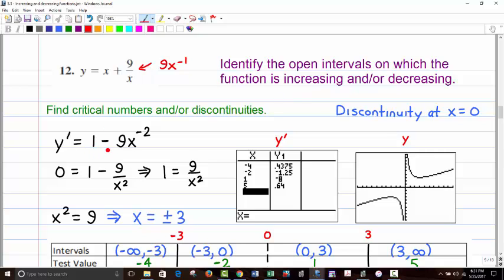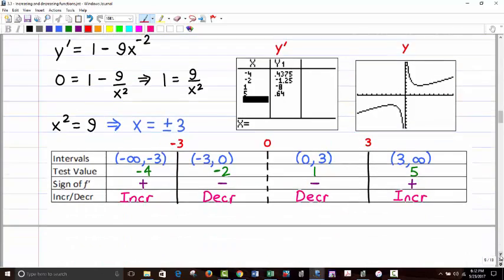All right, so I take the derivative: 1 minus 9x to the minus 2, which is 1 minus 9 over x squared. Set 9 over x squared equal to 1, and here we go: x squared equals 9, so plus and minus 3. So we have 3 values that go on the sign chart: plus and minus 3 are critical numbers, and 0 is a discontinuity. So I'm going from negative infinity to negative 3. Negative 3 is 0.